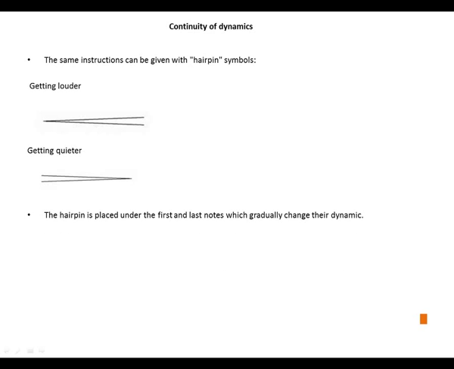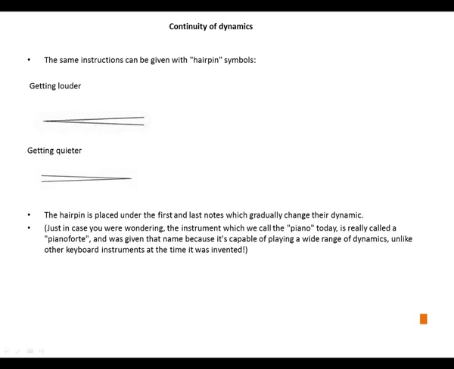The same instructions can be given with hairpin symbols, getting louder, getting quieter. The hairpin is placed under the first and last notes, which gradually change their dynamic.